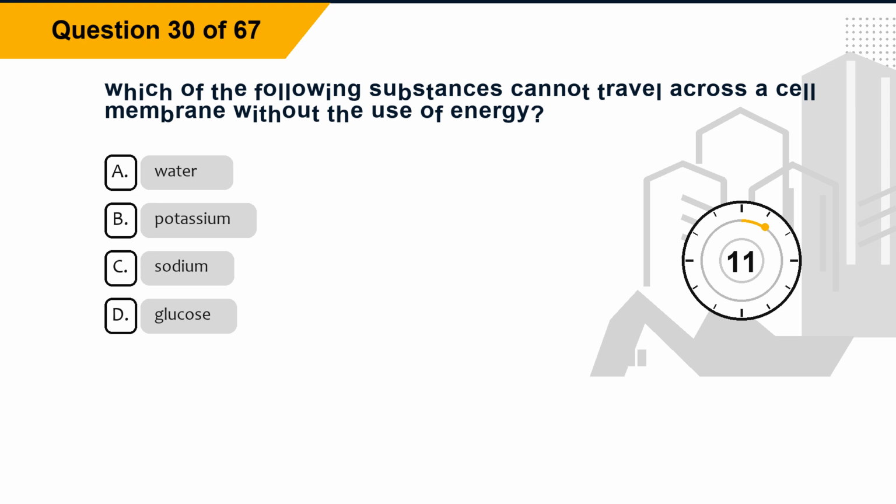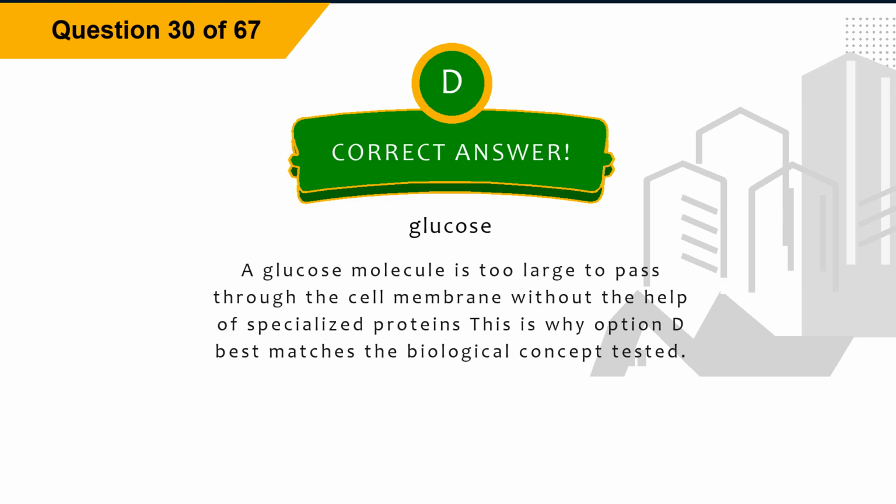Question 30. Which of the following substances cannot travel across a cell membrane without the use of energy? Option A, water. Option B, potassium. Option C, sodium. Option D, glucose. The correct answer is option D, glucose.